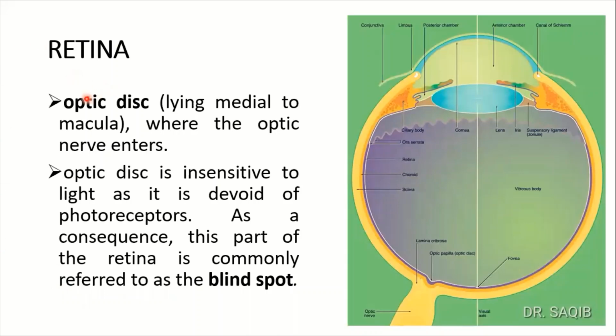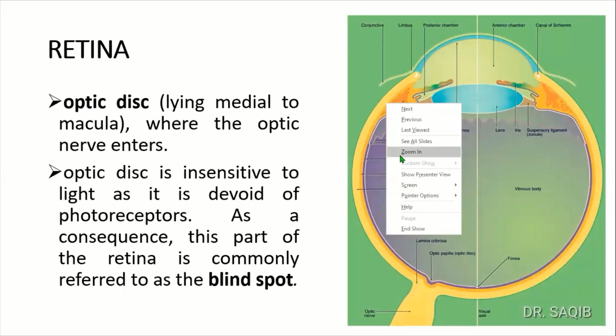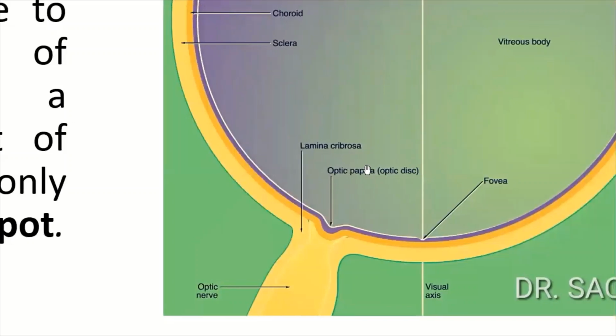So a few words about the optic disc. It lies medial to the macula. This is the macula, and medial or nasal to it lies the optic disc. So now let me enlarge. This is the optic disc, this portion, right? Or the optic papilla, right?